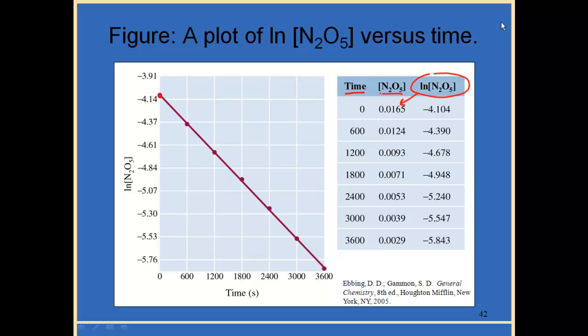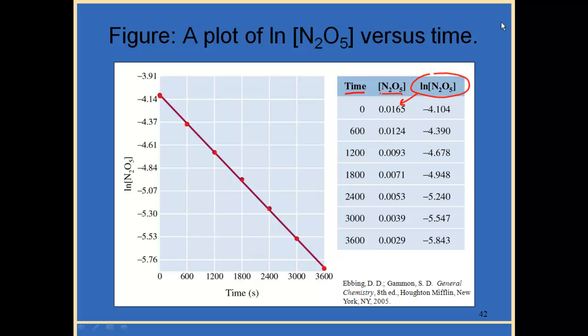Next, you do the same thing for the next data point, 0.0124, take the natural log of that, you get a negative 4.390, and that's at 600 seconds. And so on and so forth, and plot the data. Then you draw your best line. Okay, you draw the best line possible between those data points.